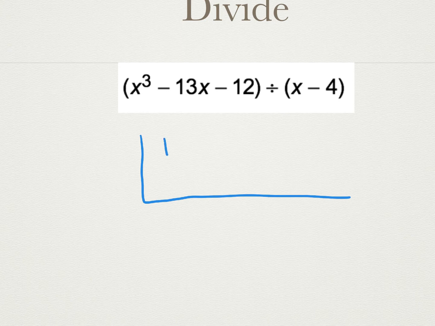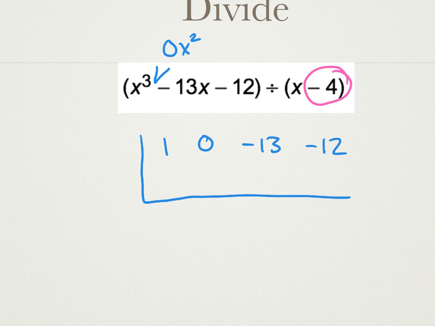So 1. What comes next? 0. Because in here, I'm missing what term? An x squared. So I have to put a 0 x squared there. So just as I did before, I have to make sure I put a 0 in there. So I have 1, 0, negative 13, negative 12. What goes on the outside? A positive 4, because we have to change the sign of the number on the outside.